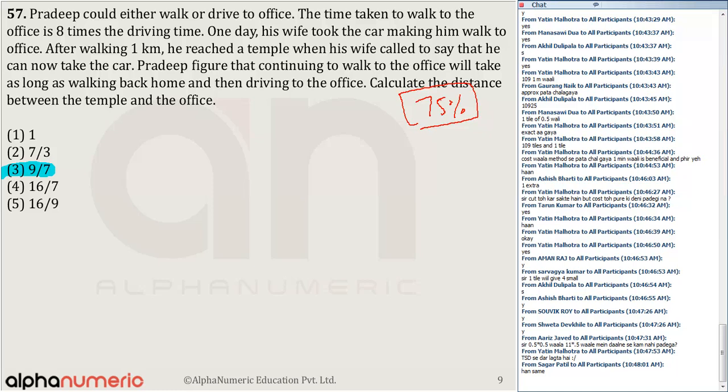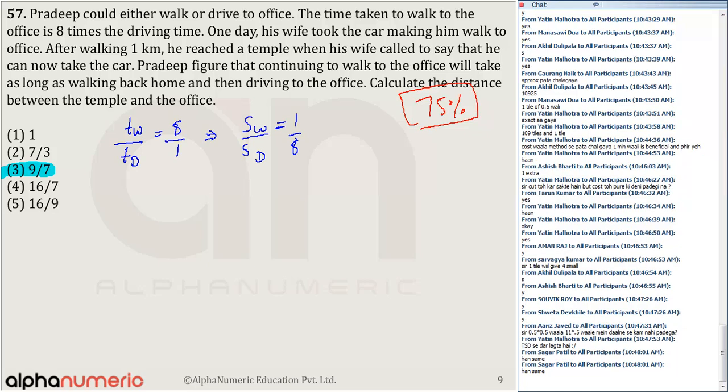Okay, let's see here. Pradeep could either walk or drive to office. The time taken to walk to the office is 8 times the driving time. So I can say the walking time to the driving time, they are in the ratio 8:1. So walking time to driving time, they are in the ratio 8:1. So this implies that the walking speed to the driving speed, they are in the ratio 1:8, because time and speed, they are always inversely proportional.